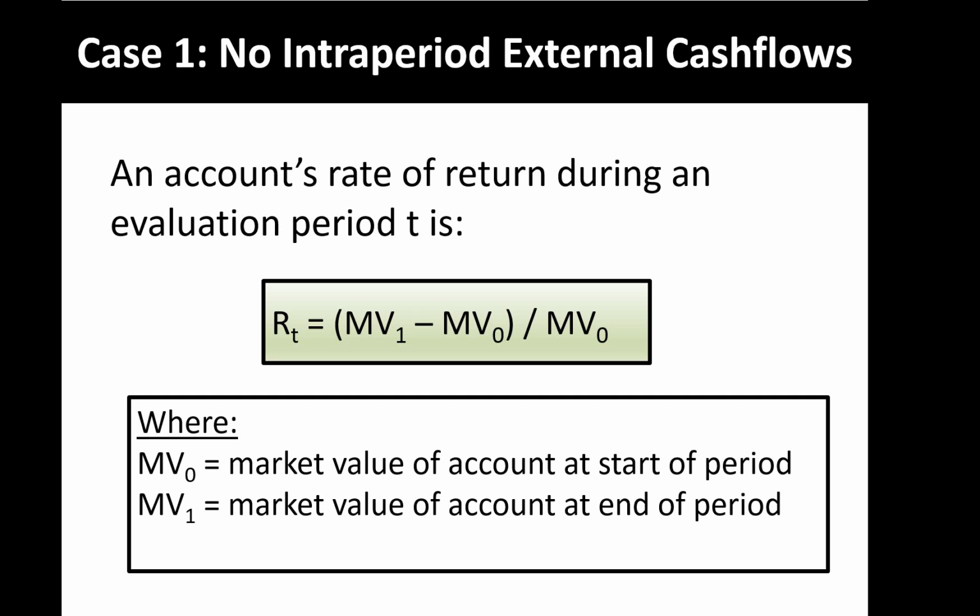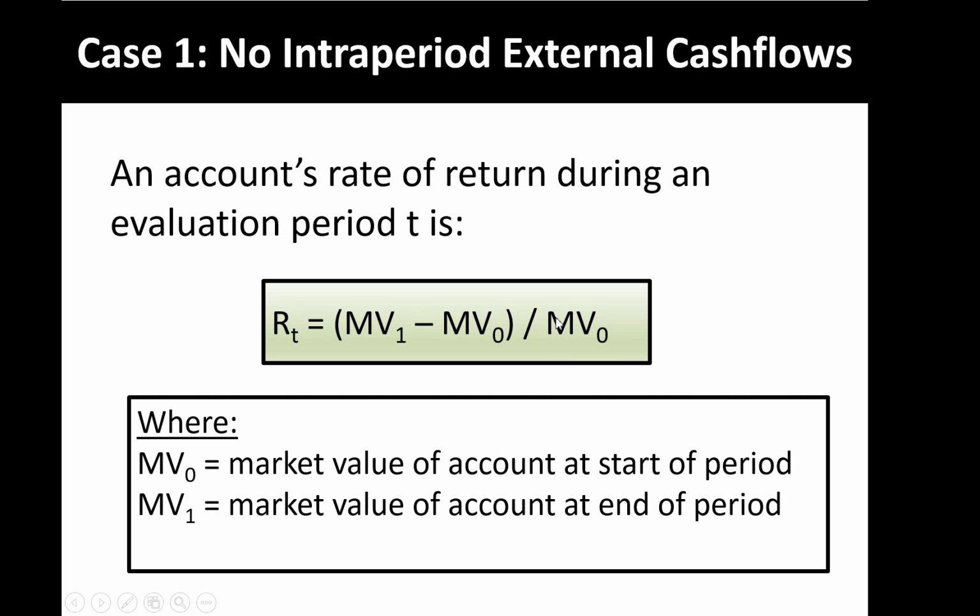flows. And what I mean by that is, if you're looking at an evaluation period of, let's say, 1 month, you're not going to have a case where in the middle of the month some external party deposited more money into the fund or withdrew money from the fund. So the money underlying the fund is constant, and the only changes in the value of the fund are solely due to the performance of the investments. And in this case, you calculate the rate of return by simply looking at the difference between the market values of the fund, and then you divide that difference by the starting market value of the fund.